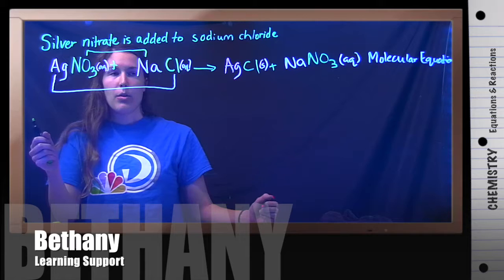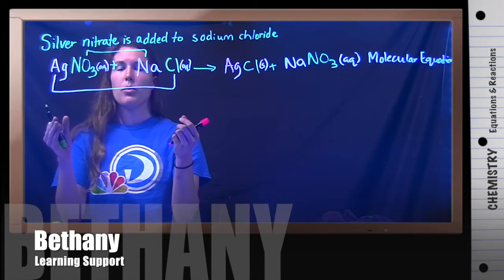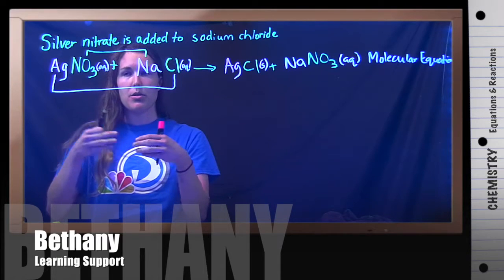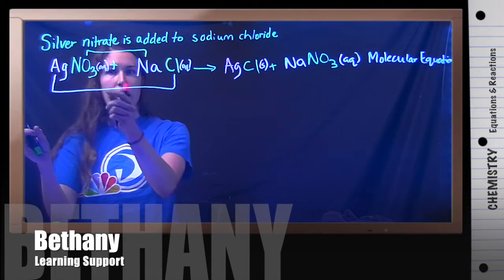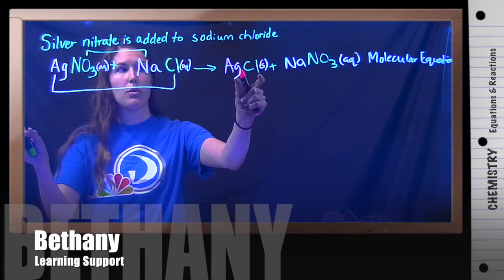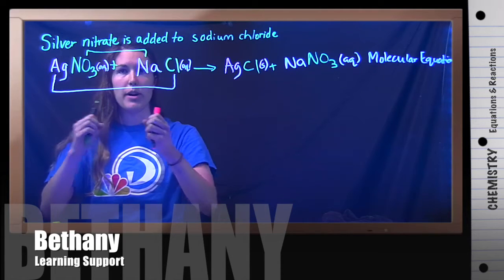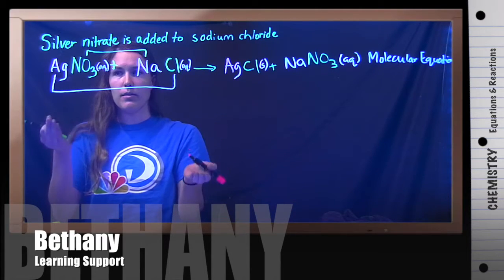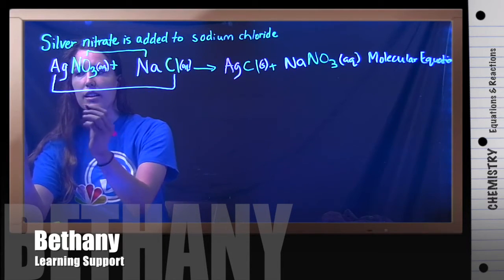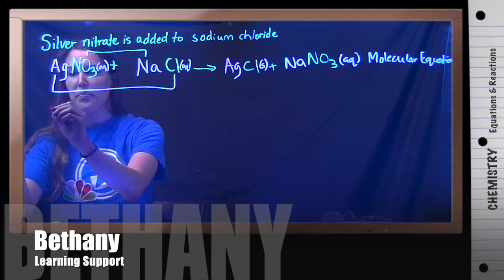Our next equation is the complete ionic equation. When we put our compounds into solution, we want to see if they're going to break apart into their respective ions. And we've already determined that silver chloride is the only one that will precipitate or form a solid. The rest of these compounds will break apart into their respective ions. So the complete ionic equation is just showing this.